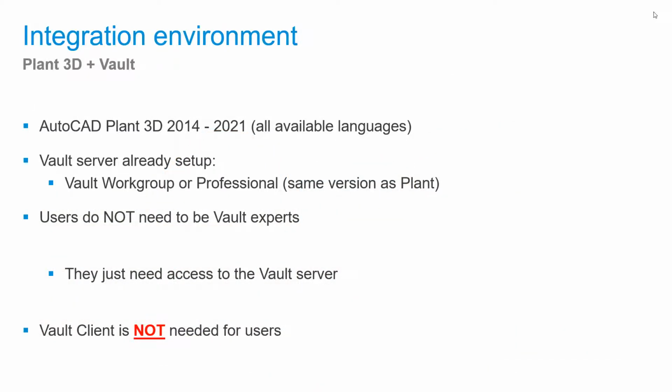So, as a summary about the integration between Plant 3D and Vault, we can use, of course, Plant 3D from version 2014 to 2021, all languages. The Vault server needs to be already set up. It can be Workgroup or Professional version. It needs to be the same version as Plant 3D, meaning that if you are using AutoCAD Plant 3D 2021, you need to have Vault 2021.